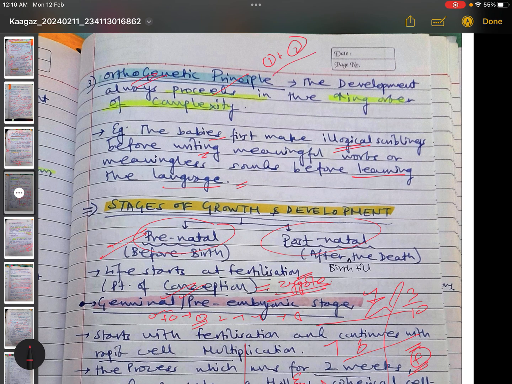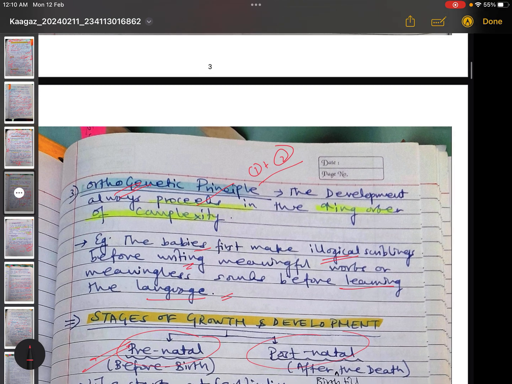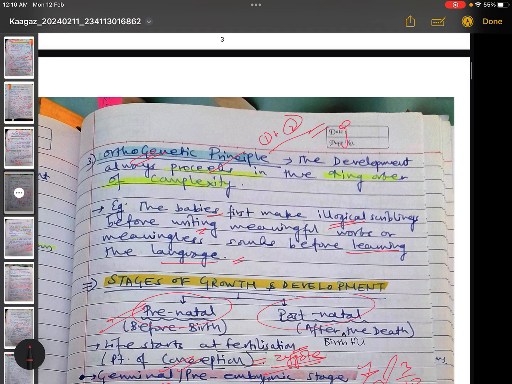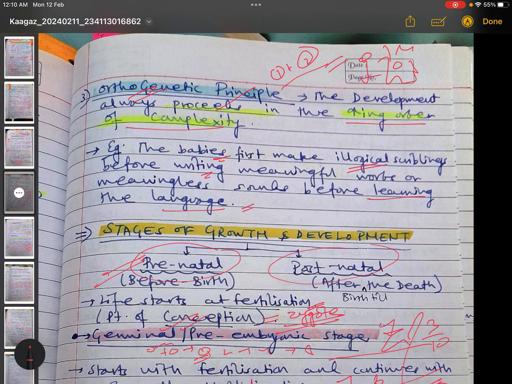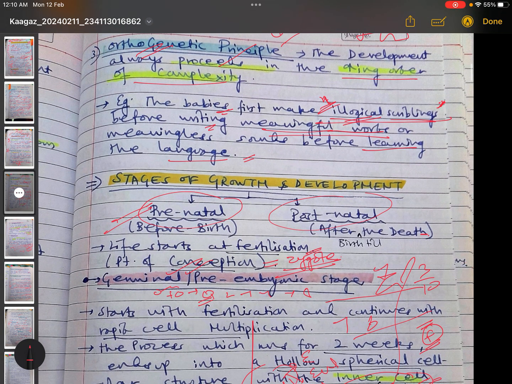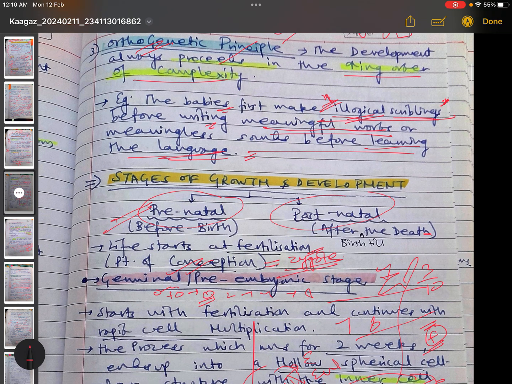Orthogenetic is a mixture of the first two. So basically, it is a mixture of cephalocaudal and proximodistal, that is top to bottom and then centrally radiating outside. In this, there is an increasing order of complexity. An example is when babies first speak or write something, the illogical scribbling it is called, before they start writing meaningful words. Though it is an irony that when they learn the language, they write more illogical words and speak more illogically, as compared to their so-called illogical scribblings in the infant stage, and it is written that sounds come before learning the language.